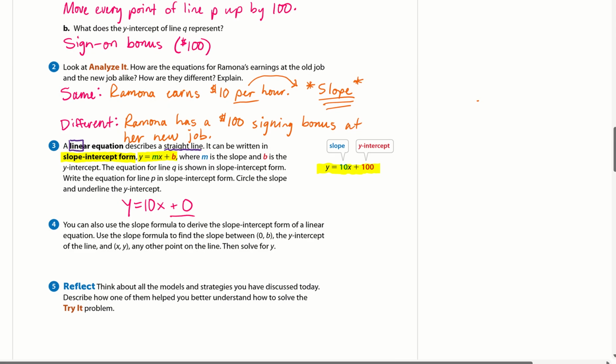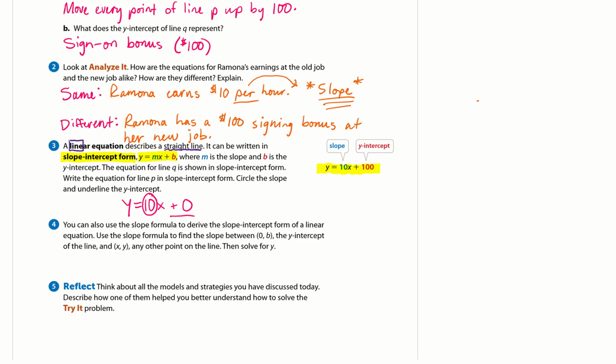It says to circle the slope and underline the y-intercept. I just did underline the y-intercept. Right here is the slope circled. Once again, your slope is going to be attached to the x value. Make sure you don't get those two mixed up. That's really important. Okay, that is it for number 3.